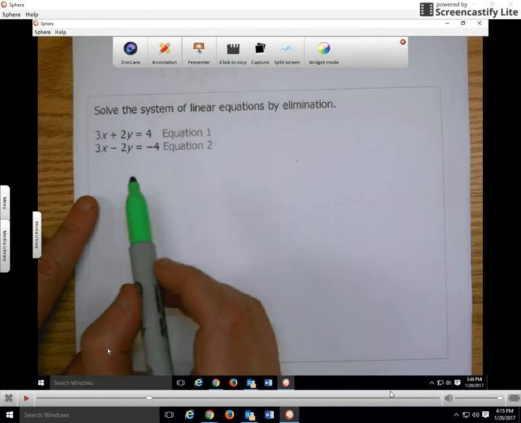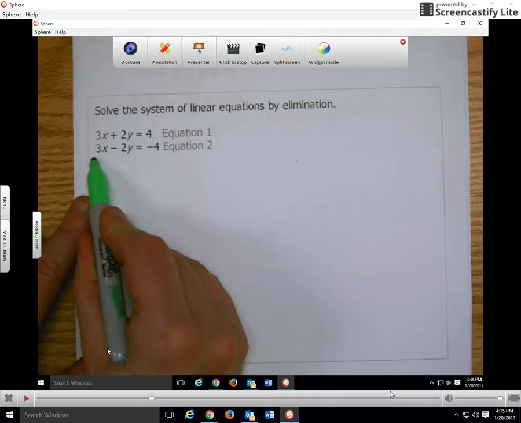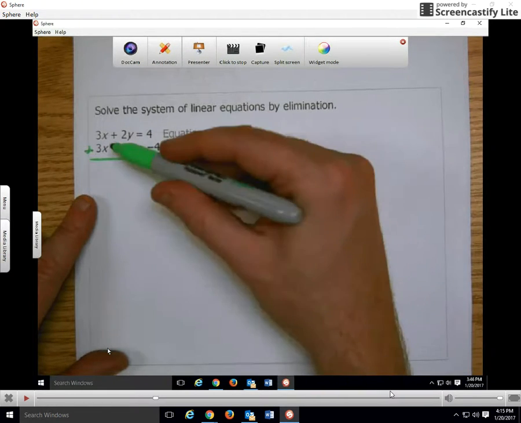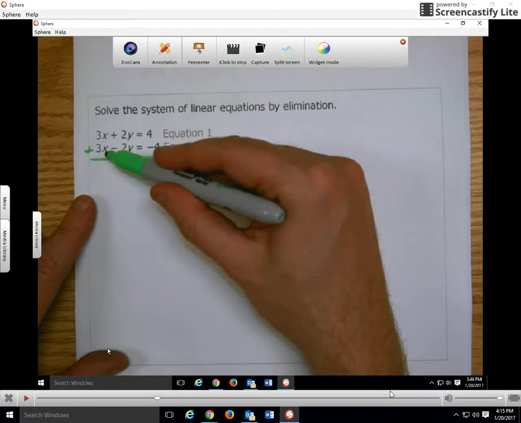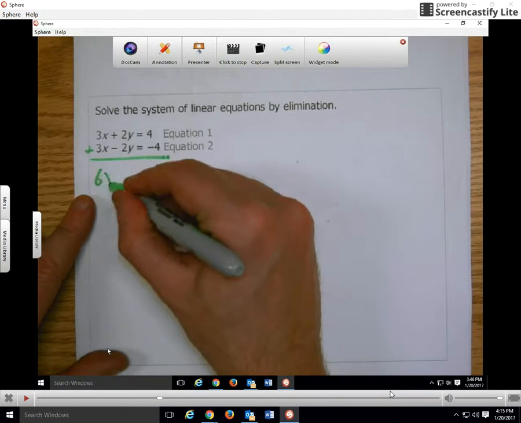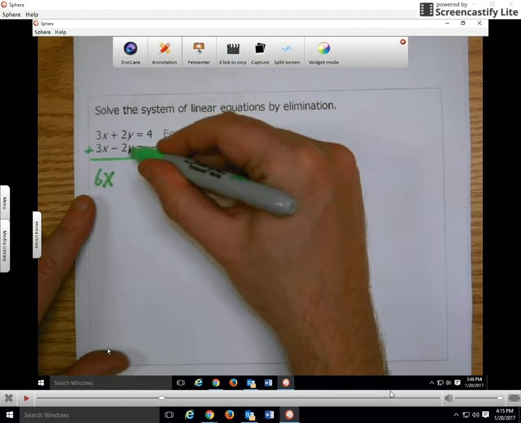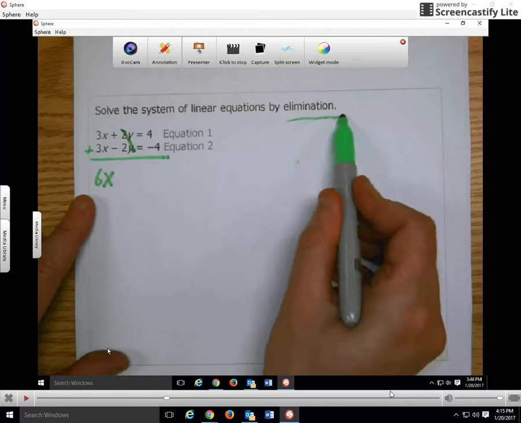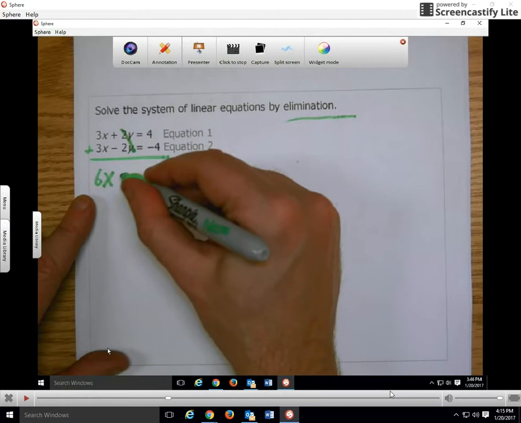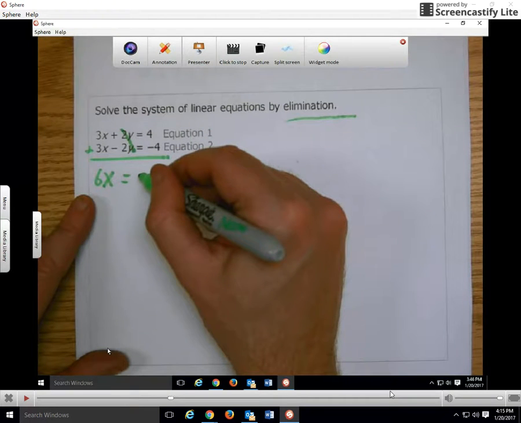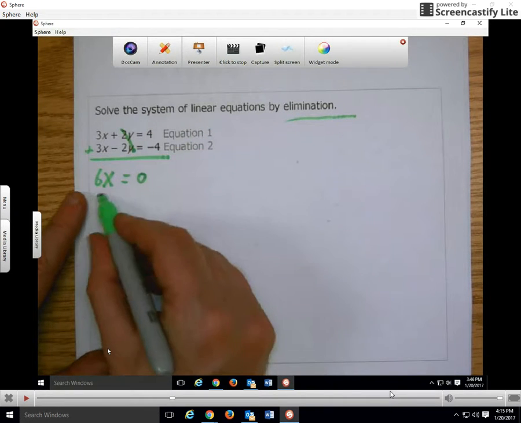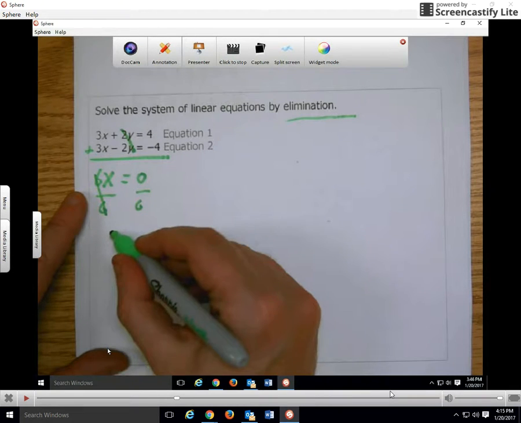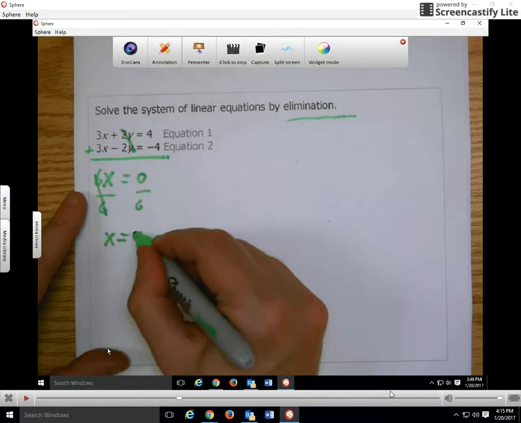So two different equations, and the reason this is the easiest for me is you literally just add them straight down. Let me show you what I mean. 3x plus 3x is 6x. You have a positive 2y minus 2y, they cancel out. They're eliminated. Oh, that's the name of what we're doing. We're eliminating. And then 4 take away 4 is 0. Just divide both sides by 6, and we get the answer that x equals 0.